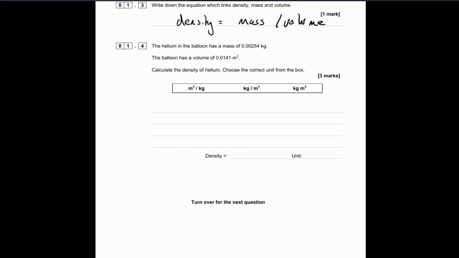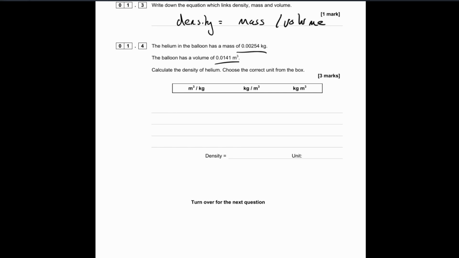So for our next question, we have the helium in the balloon has a mass of 0.00254 kilograms, and the balloon has a volume of 0.0141 meters cubed. So two numbers there. Calculate the density of helium and choose a correct unit from the box. And so there's two parts to this question. Essentially, first we do our calculation, and then we need to work out the units. So let's do the calculation first.